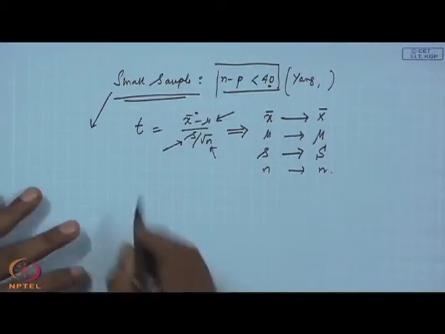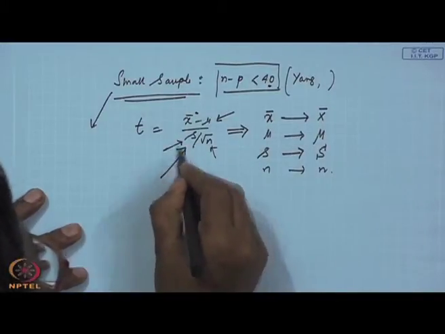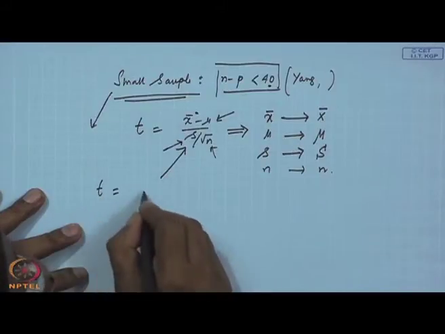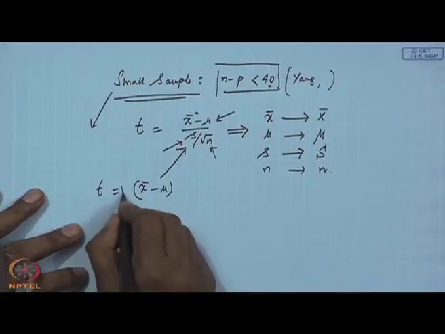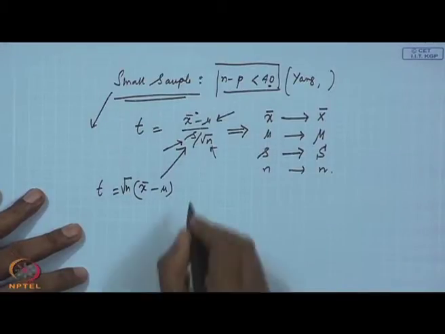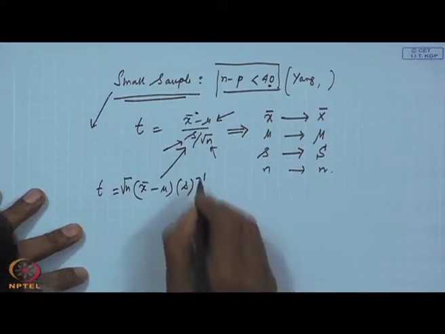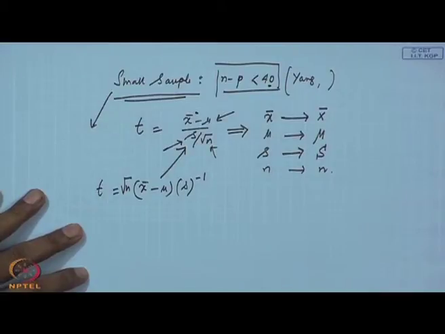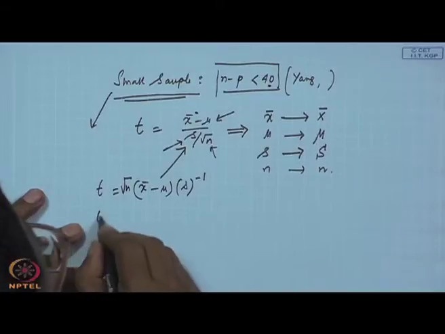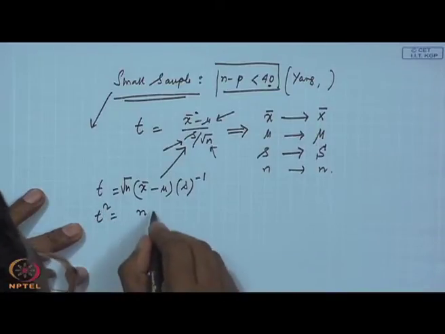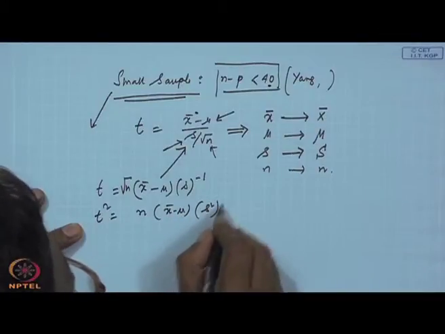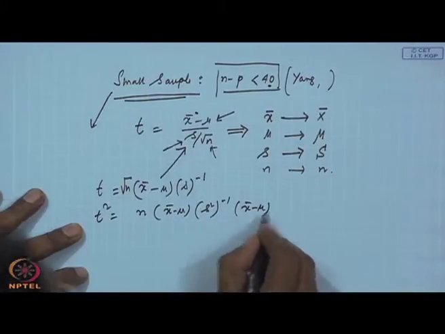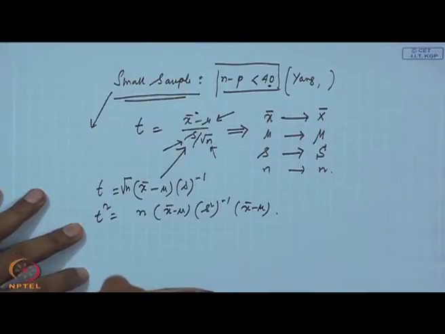Okay. If you rewrite this, you will write T equal to x bar minus mu, then here we write square root of n, then S to the power minus 1. Now, if you make T square, what you will get? n times x bar minus mu, S square to the power minus 1, x bar minus mu.